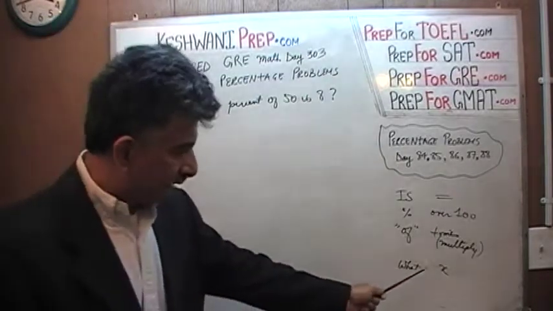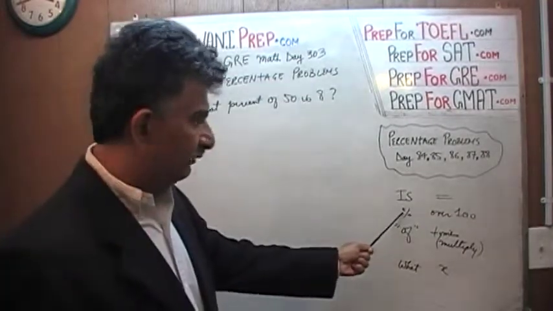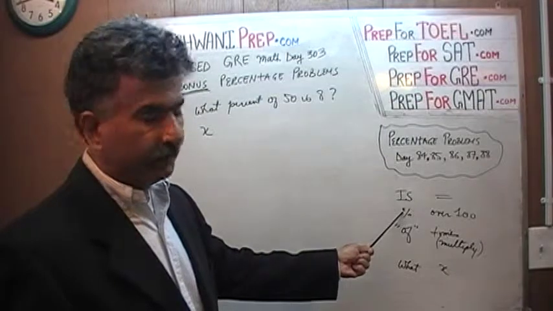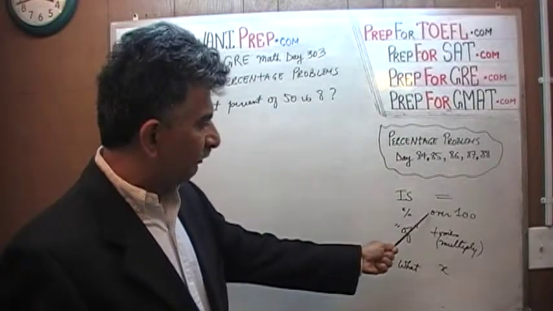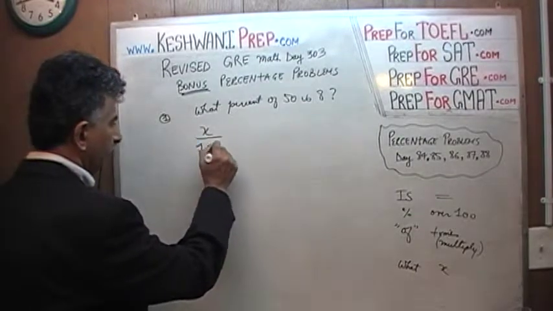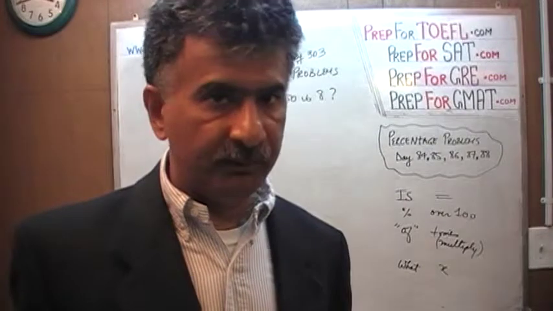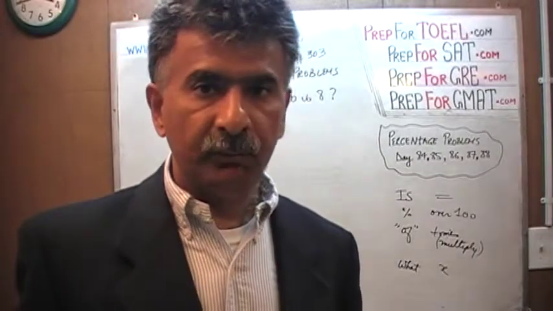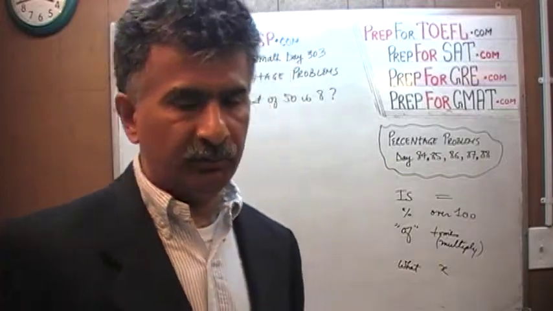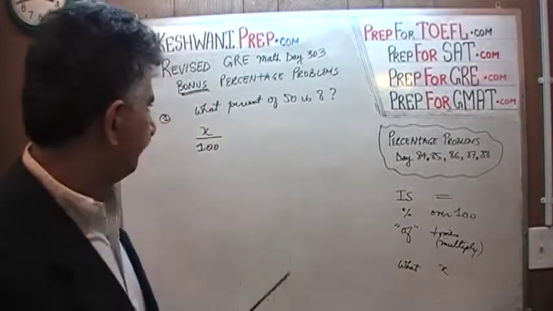What means the unknown quantity x. Percent simply means out of 100. Percent means per 100, which means over 100. So x percent is x over 100. 5% would have been 5 over 100. 37% would have been 37 over 100, 44.8% would be 44.8 over 100, and so on and so forth. Therefore, x percent simply means x over 100.